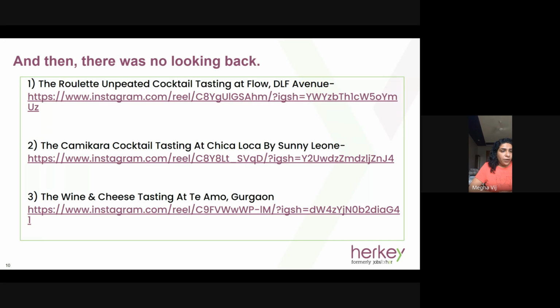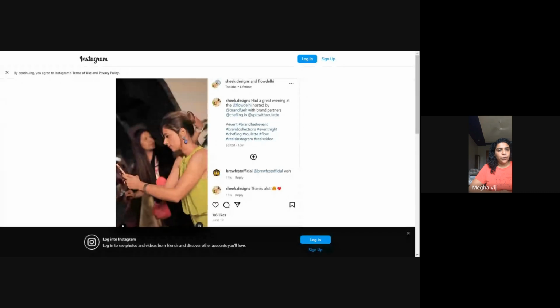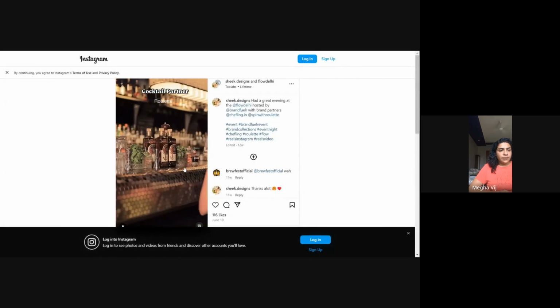Yeah, and then there was no looking back. Unfortunately, we won't be able to open these reels because Instagram doesn't open. Does it open for you, Avneet or Swati? In case it does, if you could just check. Otherwise, we'll share this deck with all of you so that you can take a look. We couldn't download these. Yeah, thank you.